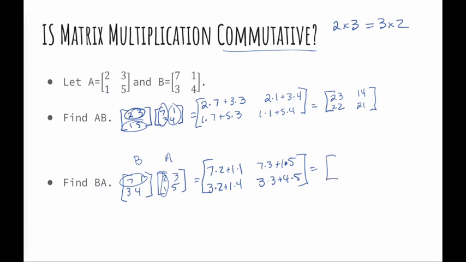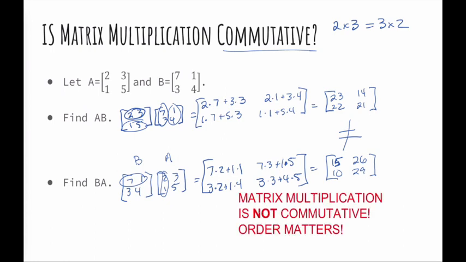And so that is going to be 14 plus 1 is 15. 26. 6 plus 4 is 10, and 9 plus 20 is 29. So, as you can see, these two matrices are not equal. They are different. Matrix multiplication is not commutative. The order matters. This is very, very important. Order matters.